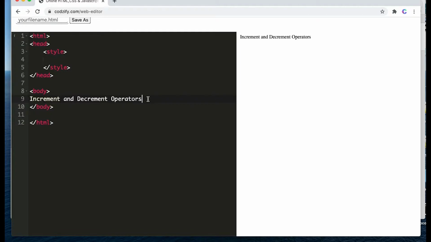by 1. So, if the value of a is 5 and the increment operator is represented using the plus plus operator, if I use a plus plus here, that means it will increment the value of a by 1. So 5 will be incremented by 1, which will be 5 plus 1, 6.